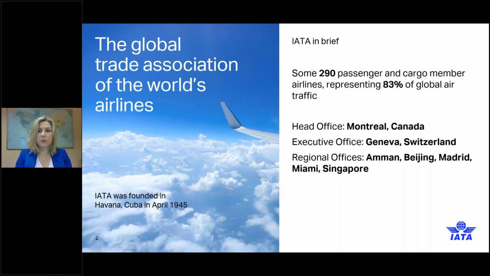It would be natural to let those of you who are not very familiar with IATA just very briefly know who we are. So a very quick slide on who we are. IATA is the global trade association of world's airlines. It is comprised of 290 passenger and cargo member airlines, and it represents 83% of global air traffic. We have a head office in Montreal, Canada, and as I like to call it, a mothership, and executive offices in Geneva, Switzerland. We also have our regional offices in Amman, Beijing, Madrid, Miami, and Singapore.